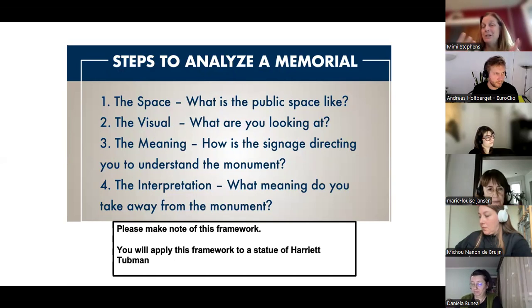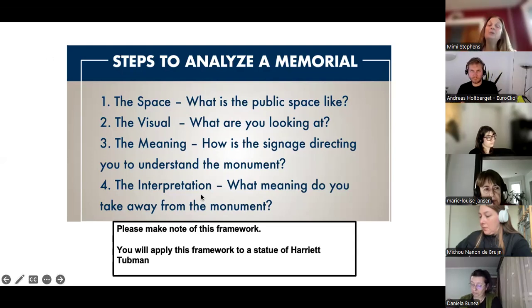Is it meant to kind of shock? And then third is the meaning, how signage directs you to understand the monument. And then the fourth is the interpretation. So what do you take from it? And what I'd like you to do is maybe just jot these four down, okay?